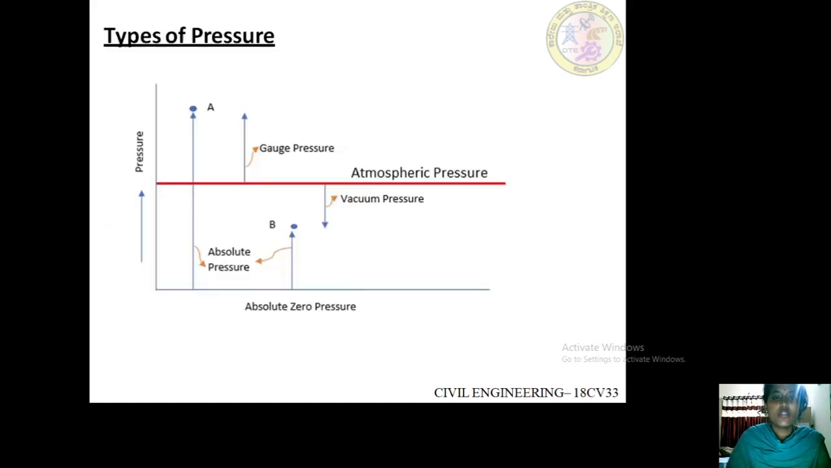Next is types of pressure. There are three types of pressure: absolute pressure, gauge pressure and vacuum pressure. Absolute pressure is the pressure which is measured with respect to absolute zero. Gauge pressure is the pressure which is measured by taking the datum as atmospheric pressure. Whereas vacuum pressure is the pressure which is measured below the atmospheric pressure, and it is taken along with the negative sign.